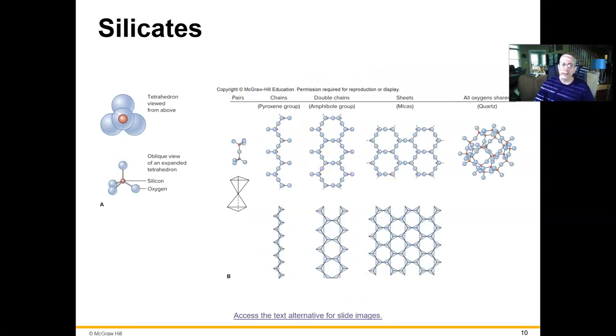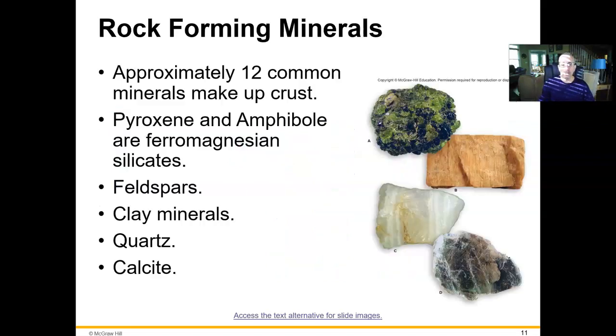Silicates is another class that is very common within the rock world. Again, I'm not going to get into a lot of detail on these charts. I just want you to understand a silicate is silicon and oxygen. There are several different structures that these crystals can take to make up different types of rock and different types of minerals.